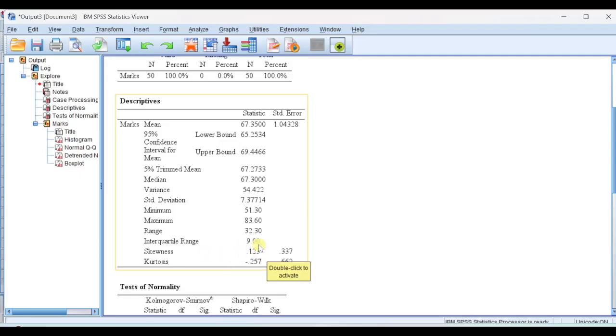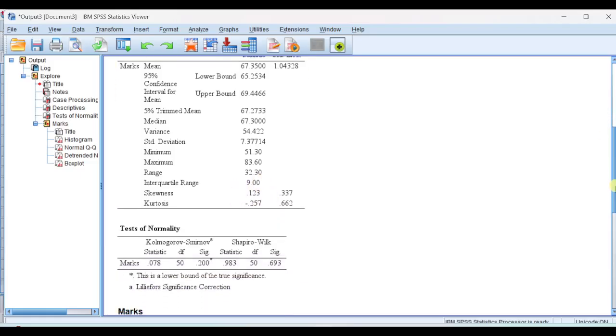It has to be as close to 0 as possible. So in this case, I would say skewness is 0.123, which is very close to 0, and it is within the limits of -2 to +2. Kurtosis has to be within the limits of -3 to +3. Again, it is quite close to 0, -0.257. So I can say, yes, the dependent variable, that is marks scored by the students in this case, follows a normal distribution. I can assume normality in this case.